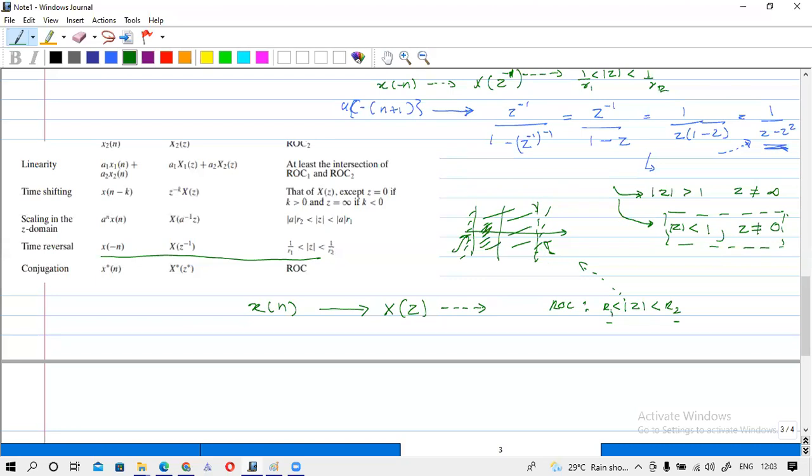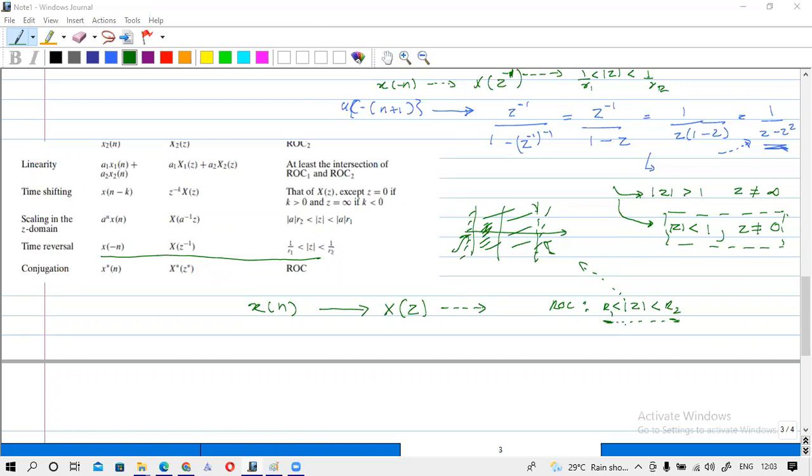Are you okay with this definition? Are you okay with this statement? This is some value, this is some value, and this will be your region. I think all of you are okay. I got feedback from one or two students. I don't know what happened to the others. If you are not clear with this, please ask.